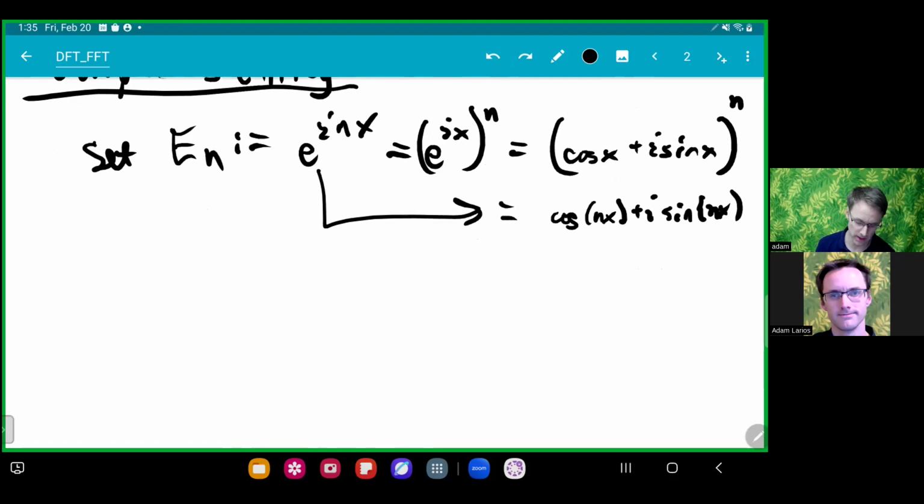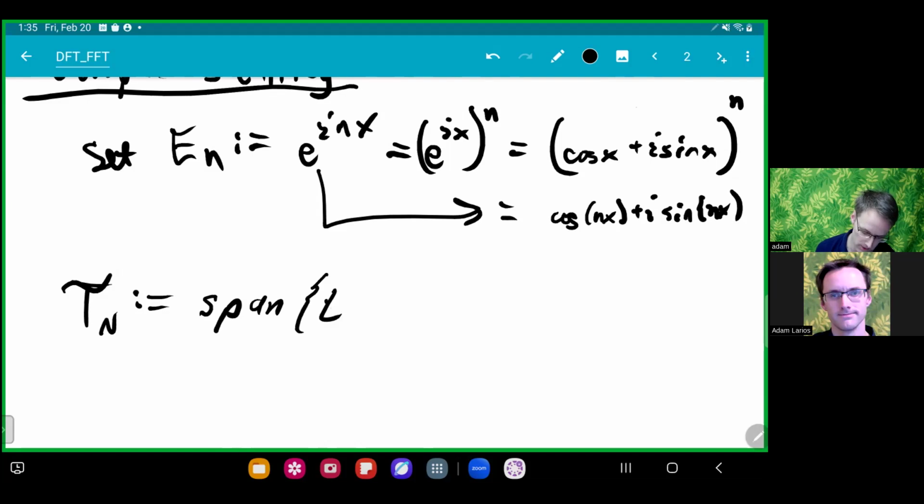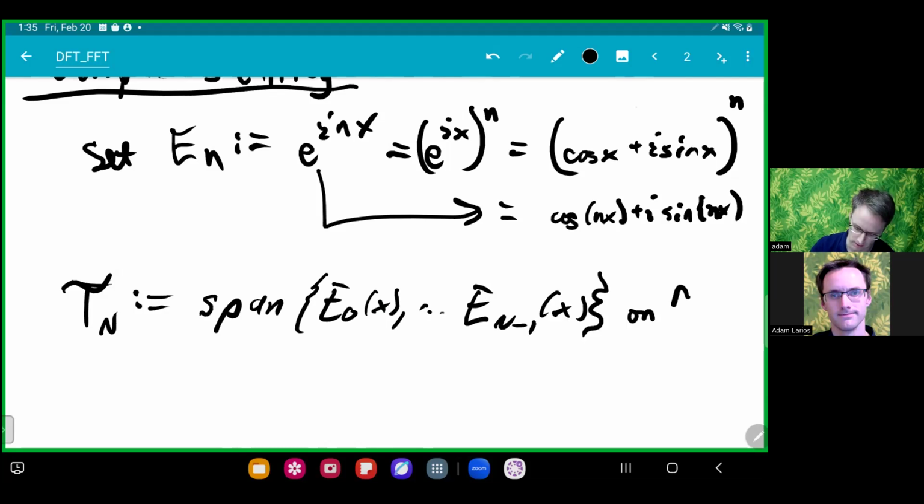But okay, so we'll set E_n just to be these nth powers of e to the ix. And then we'll let T_n, this is a T tilde if you want, we're in the complex setting, to be just the span over the complex numbers of e_0(x) up through e_{n-1}(x), like this, and we'll take these as defined on 0 to 2 pi.